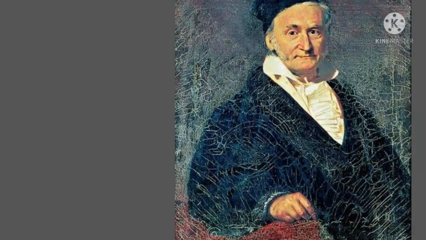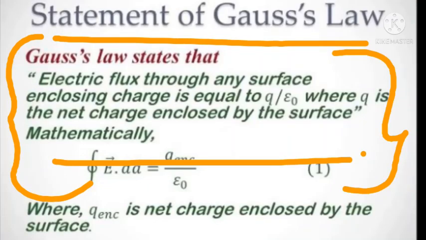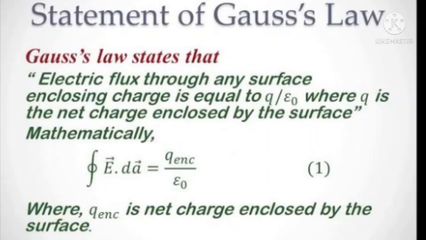Now let us study Gauss theorem. Carl Gauss was a German scientist. He has contributed a lot in physics and mathematics. So children, let us study Gauss theorem. This theorem states that the total electric flux through any closed surface is equal to 1 over epsilon naught times the net charge enclosed by the surface.